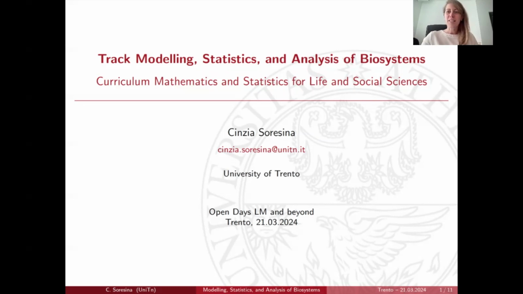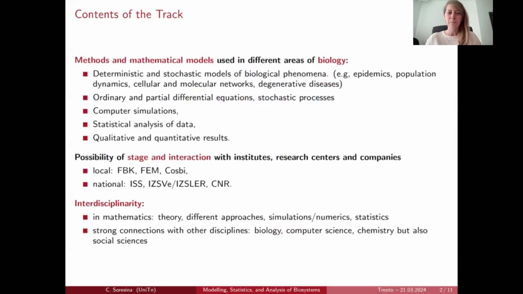Hello, I'm Cinzia Soresina, and I'm a researcher here at the University of Trento, working in the field of mathematical biology. I'm going now to introduce you the track Modeling, Statistics and Analysis of Biosystems, which is part of the curriculum Mathematics and Statistics for Life and Social Sciences.